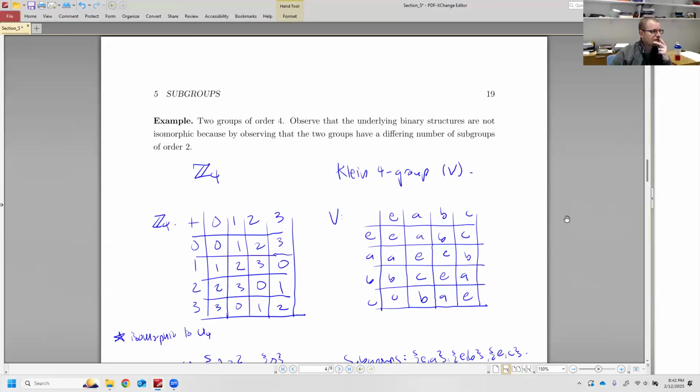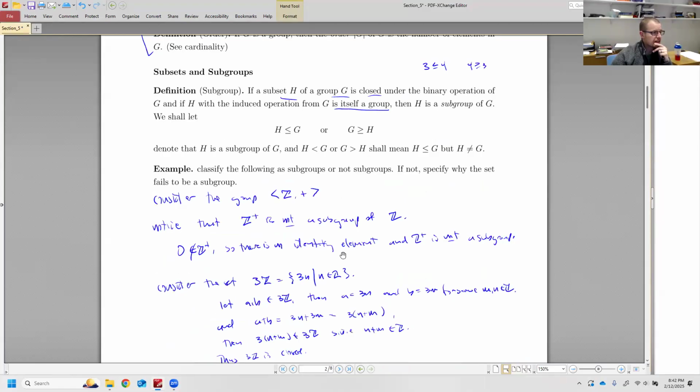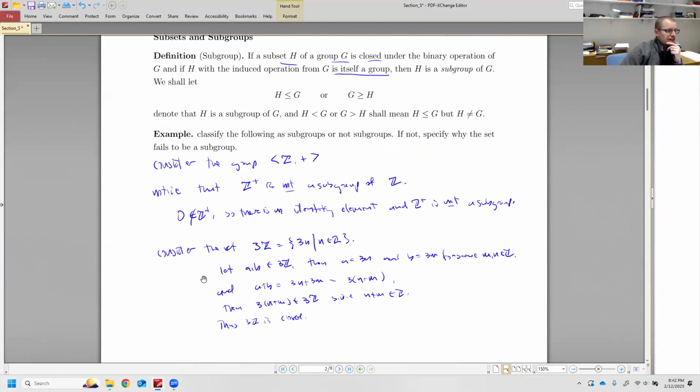I want to talk about the conditions for a subgroup. And the reality is we've already talked about this. So I'm going to return back to our first example here a moment. See if I can go back far enough, classify as subgroup or not. So in this particular example here, 3Z, we said that it is a subgroup.